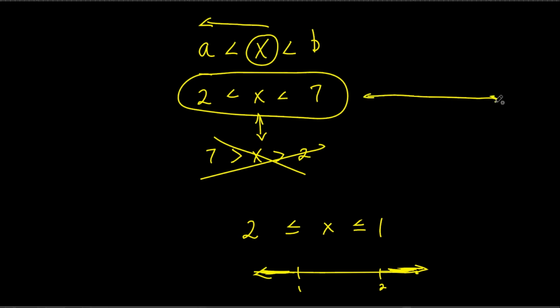Like right here, how would I draw the number line with this? Put the little arrows here. What would I put here? A 2 here and a 7 here. How would I graph this thing? All the numbers between 2 and 7. What would I do with that?